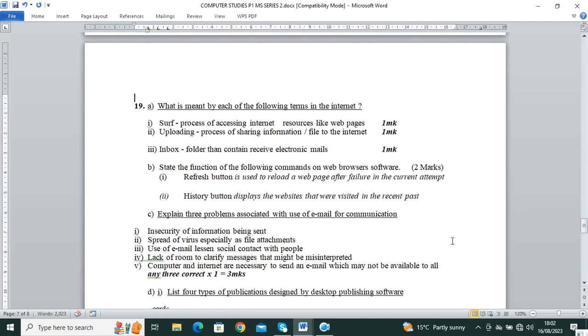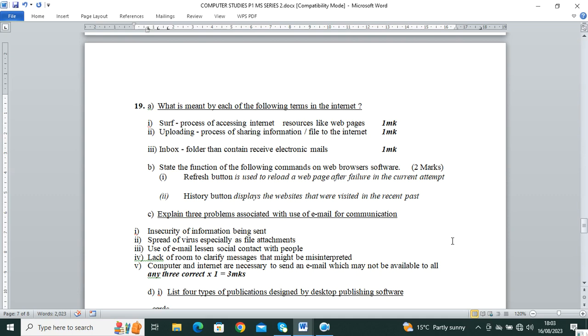What is meant by each of the following terms in the internet? Remember, the emerging issues are the internet. We have social media, we have ChatGPT, we have Google search. So guys, we also have e-commerce. So internet must be tested. What is meant by the following terms? We have surf, uploading, inbox. You can talk of draft, outbox, sent items, search.